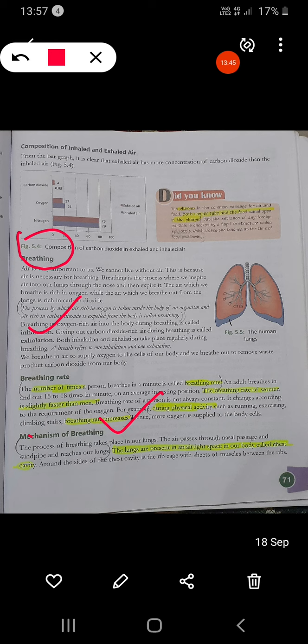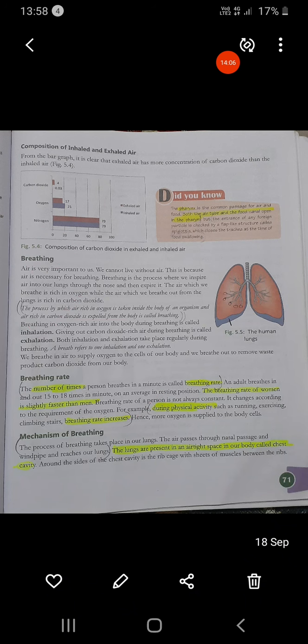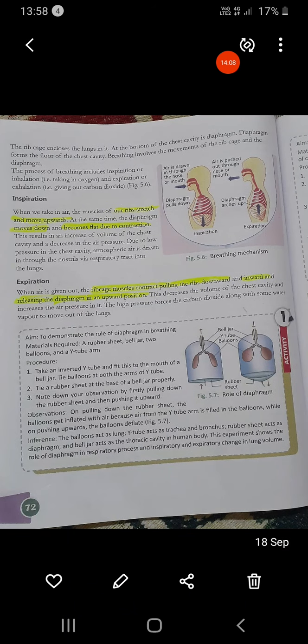Children, our lungs are present in an airtight cavity that is known as the chest cavity. Around the side of the chest cavity, there is a rib cage with sheets of muscles between the ribs. Children, there are two mechanisms of breathing. Just see here, the rib cage encloses the lungs in it. At the bottom of the chest cavity, there is the diaphragm. The diaphragm forms the floor of the chest cavity.